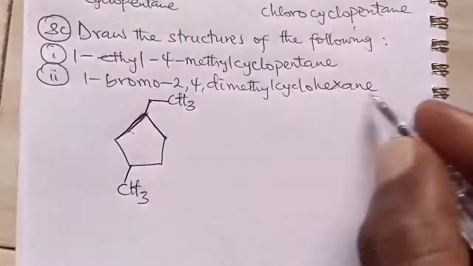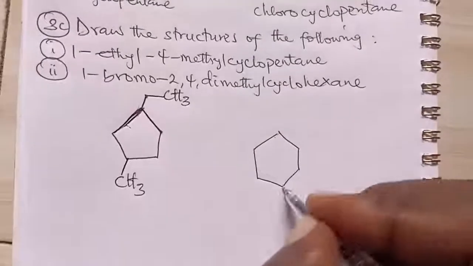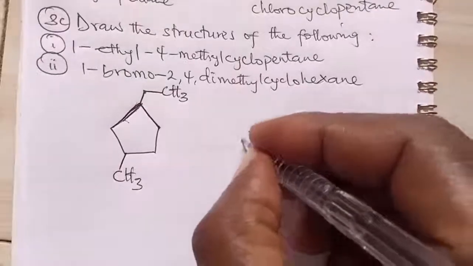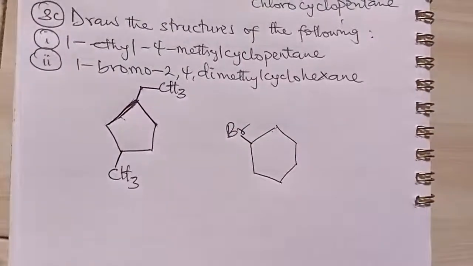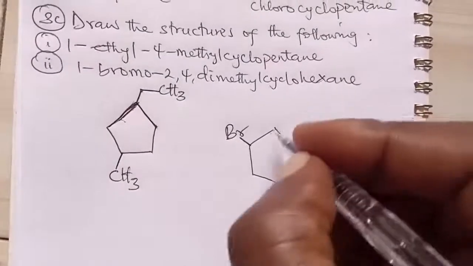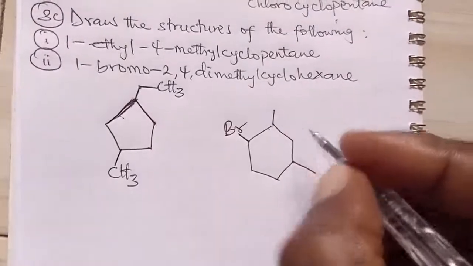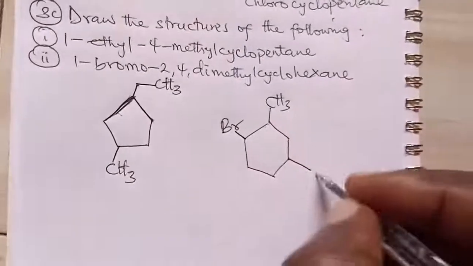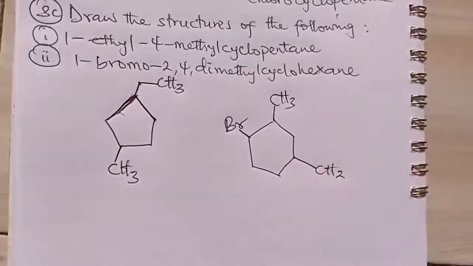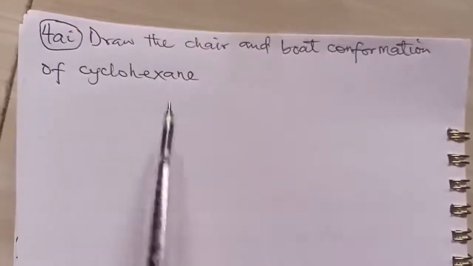So we'll first of all draw the cyclohexane, which is this. Then 1-bromo. Anywhere we like, we can start the bromo, and that place becomes our 1. But once that place becomes our 1, 2, 4 dimethyl. So it means at 2 and 4, we have 2 methyl. So here we have methyl. Here we also have methyl. So 2,4-dimethyl cyclohexane.